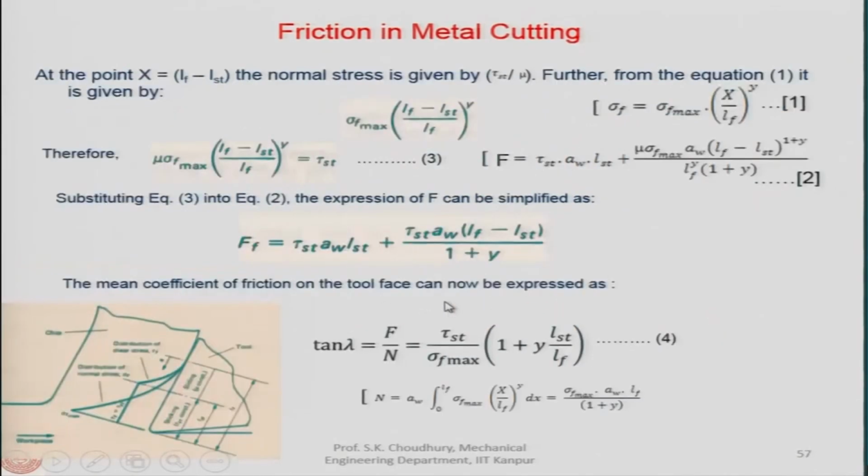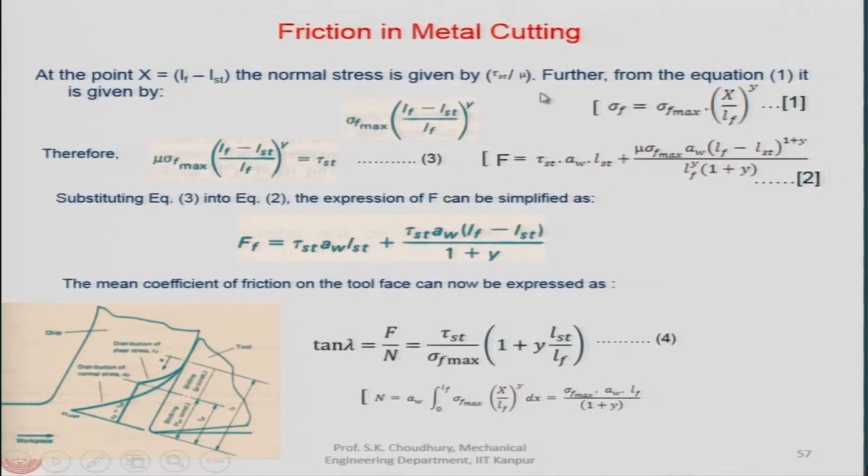This can be simplified in the following way, at the point x equal to LF minus LST. If you see, there are two shear stresses: we have the shear stress here, and at the same time we have the shear stress here, tau st. So that is what we are saying, that at the point x equal to LF minus LST, the normal stress is given by tau st divided by mu.